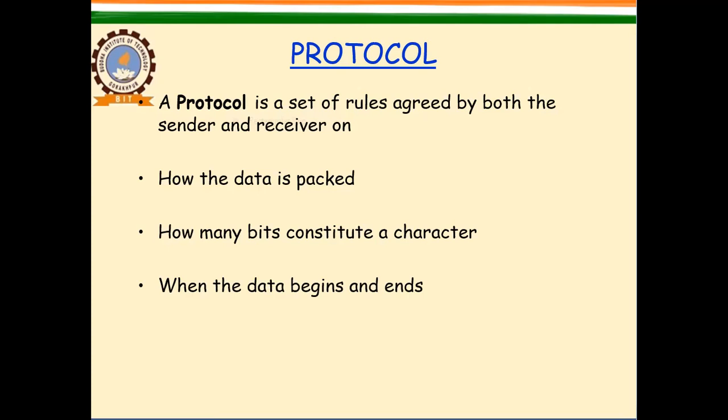Third one is when the data begins and when it ends. So both the transmitter and receiver should know when the data is transmitted and when it is received, so both are agreed and both are ready to either transmit or receive at the same time. There should be a time limit. So these are the basic factors on which a protocol is made.